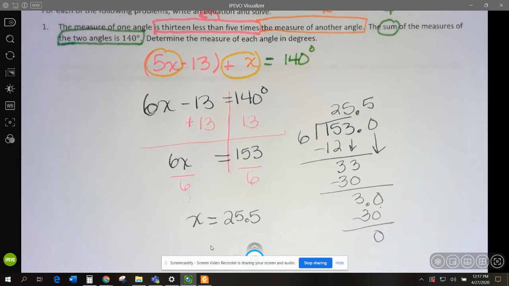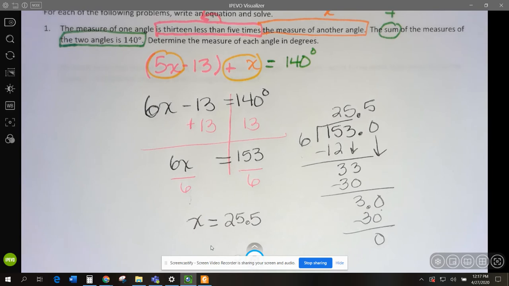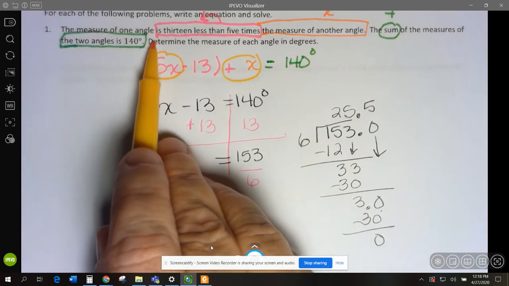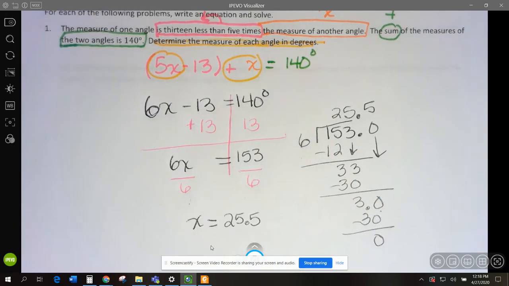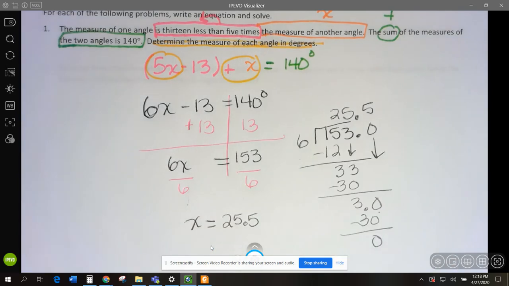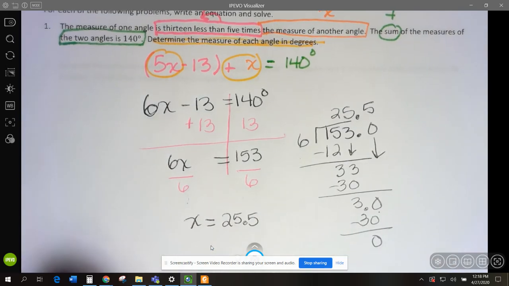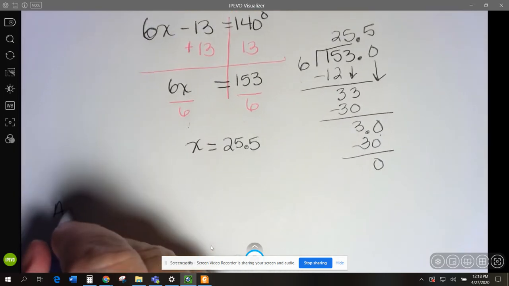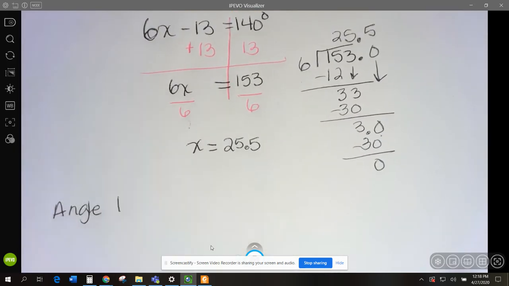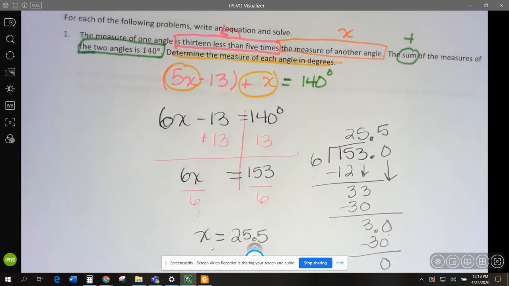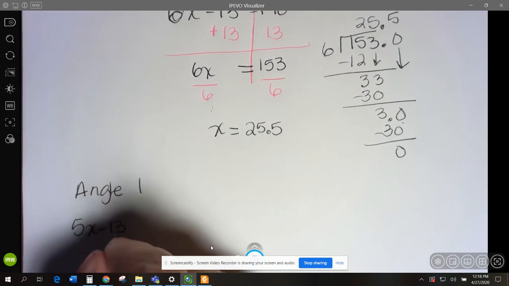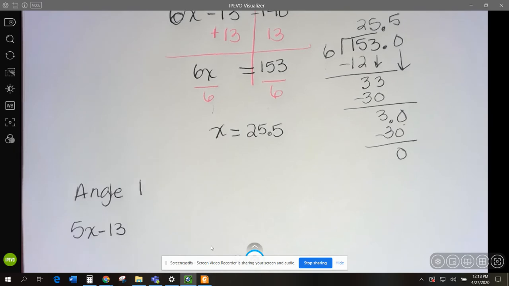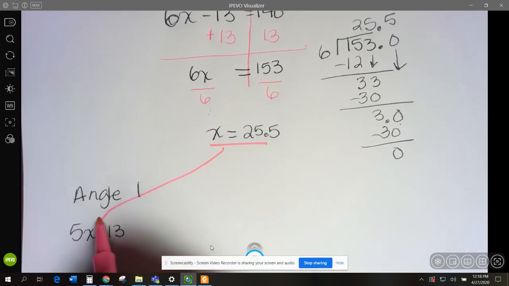Awesome. We found out what x is. But does that answer our question? Remember, the question says, determine the measure of each angle in degrees. We haven't done that. Let's start with angle 1. I'll write this down here. Our angle 1 is 5x minus 13, and we have to take our 25.5 and put it in for x.